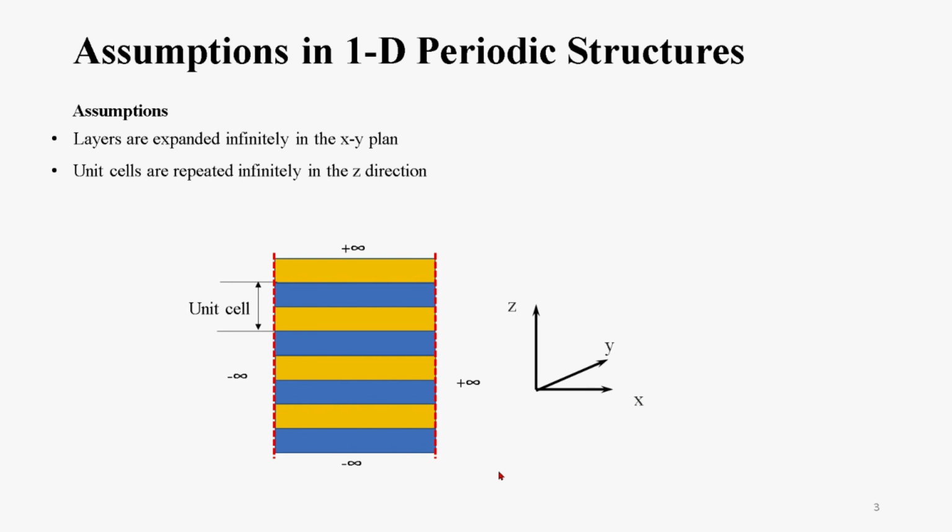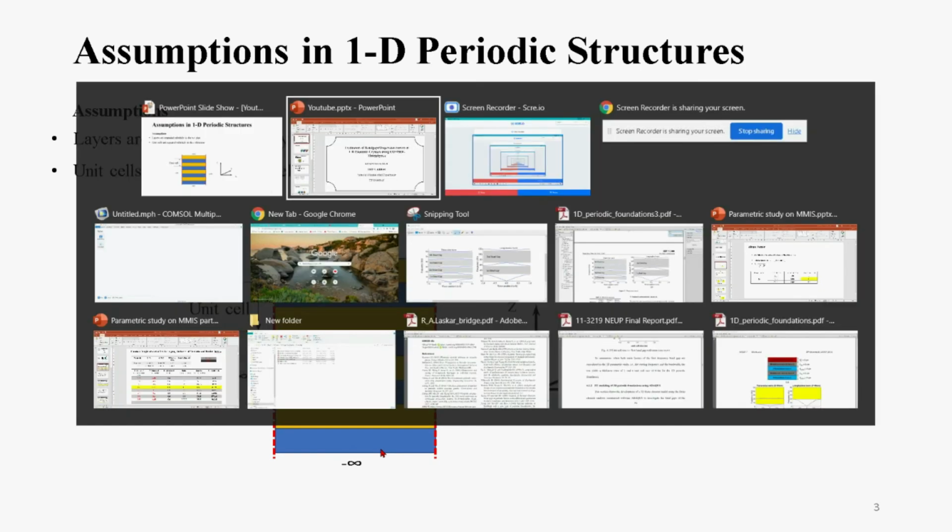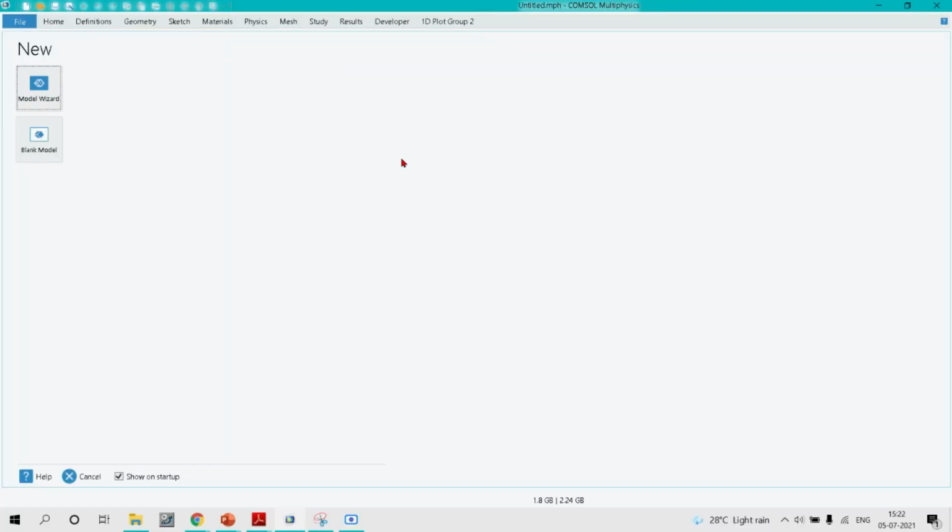So to evaluate the band gaps of 1D phononic crystals in COMSOL, firstly we need to know what are the assumptions which come with one-dimensional phononic crystals. Firstly, the layers of 1D periodic crystals are extended infinitely in the x and y plane, and at the same time the unit cells are repeated infinitely in the z direction. So we have to see how we satisfy these assumptions in COMSOL. So let's go to COMSOL and see how to do it.